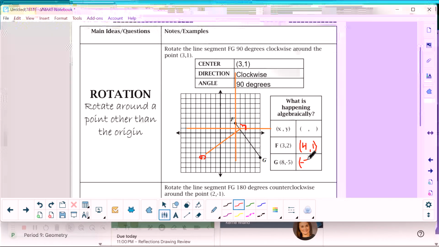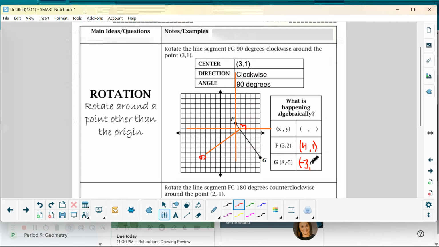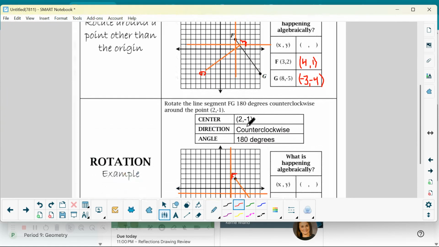It's done exactly the same as what we did before. But now, instead of just drawing the X and Y axis, we're drawing a horizontal and vertical line through the point that they want us to rotate around. All right. So one more, and then you guys are going to try some on your own.